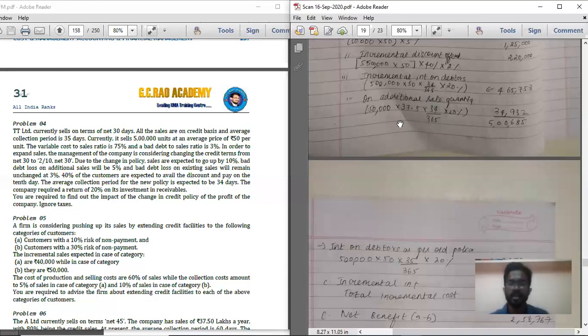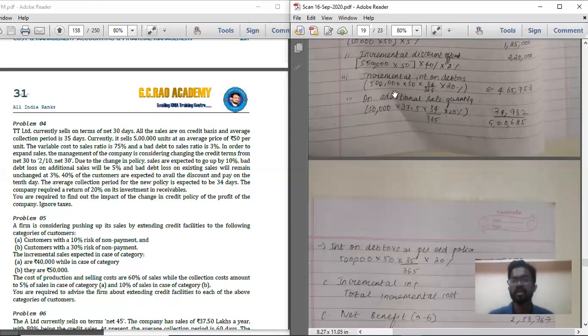Now we should deduct the interest on debtors as per old policy. Actually, remove the incremental word from both point number 3 and point number 4. Under small Roman number 3, remove the incremental word. It is interest on debtors as per new policy, and below that, interest on debtors as per new policy on additional sales quantity. Remove the incremental word because we are totally adding both and removing the old one.